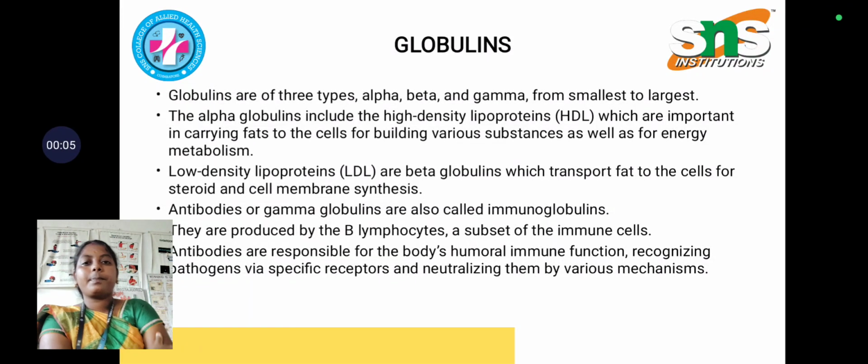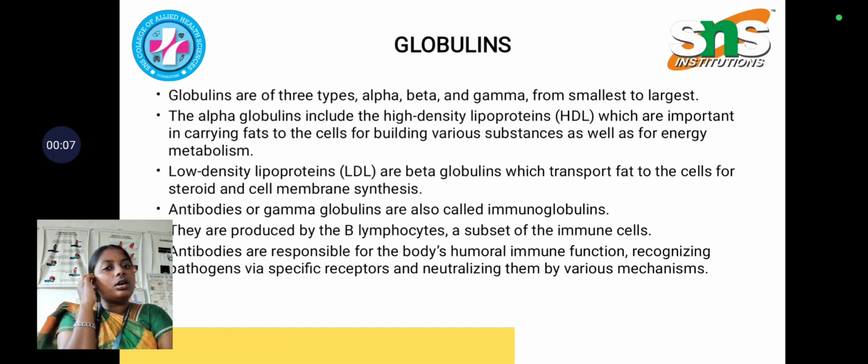Continuation with the plasma proteins. Globulin is another plasma protein, and it is one of the three major types: alpha globulin, beta globulin, and gamma globulin, from smallest to largest. The alpha globulin includes HDL, that is high density lipoproteins. It is also called good cholesterol, which is important for carrying fats to the cells of the human body and for building various substances and for energy metabolism also.